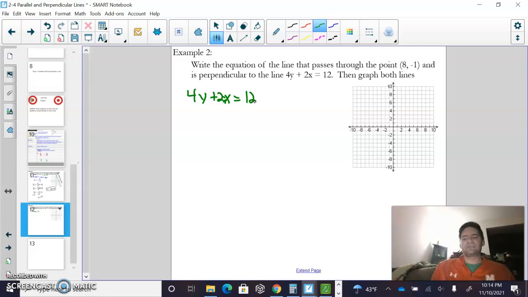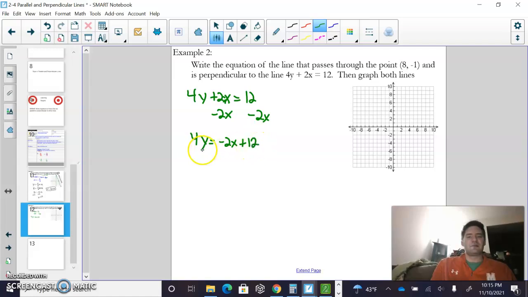So you're doing the opposite of standard form. What you would do is subtract 2x over to the other side, have 4y equals -2x plus 12, and then divide by 4 on all three numbers, because we want y to be completely by itself, and we have y equals -1/2 x plus 3.